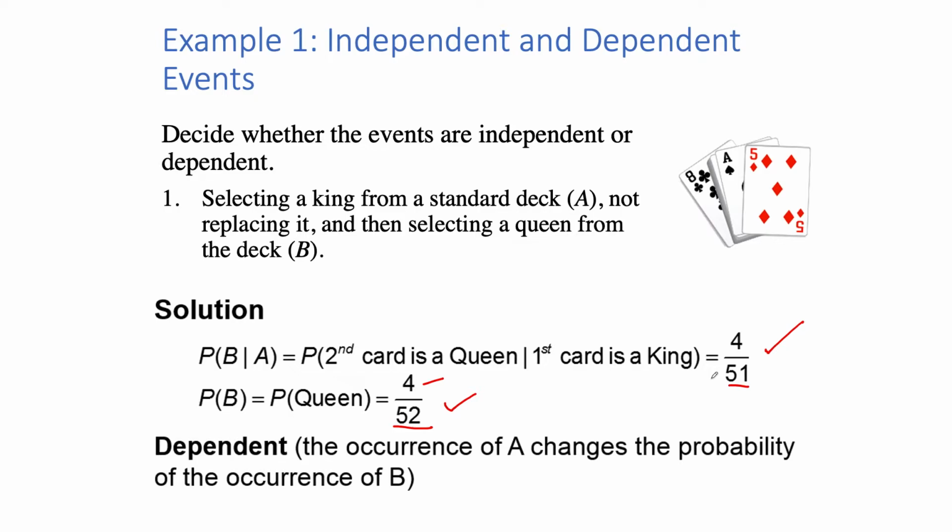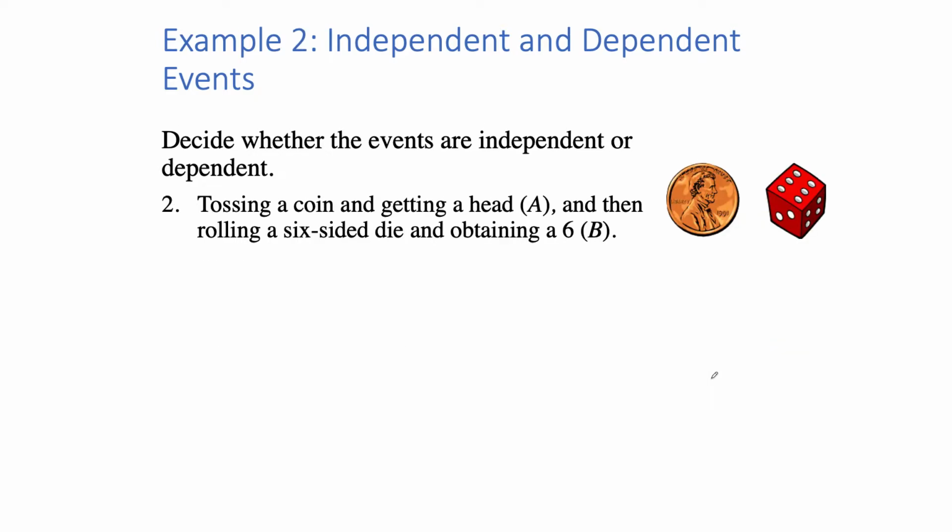Let's consider a second example, which should be similar. We're going to do a two-part experiment. The first part of the experiment is tossing a coin. We want to ask the question, if I toss a coin, what is the probability I get a head? And then if I roll a die, what is the probability of getting a 6? And are these two events dependent or independent?